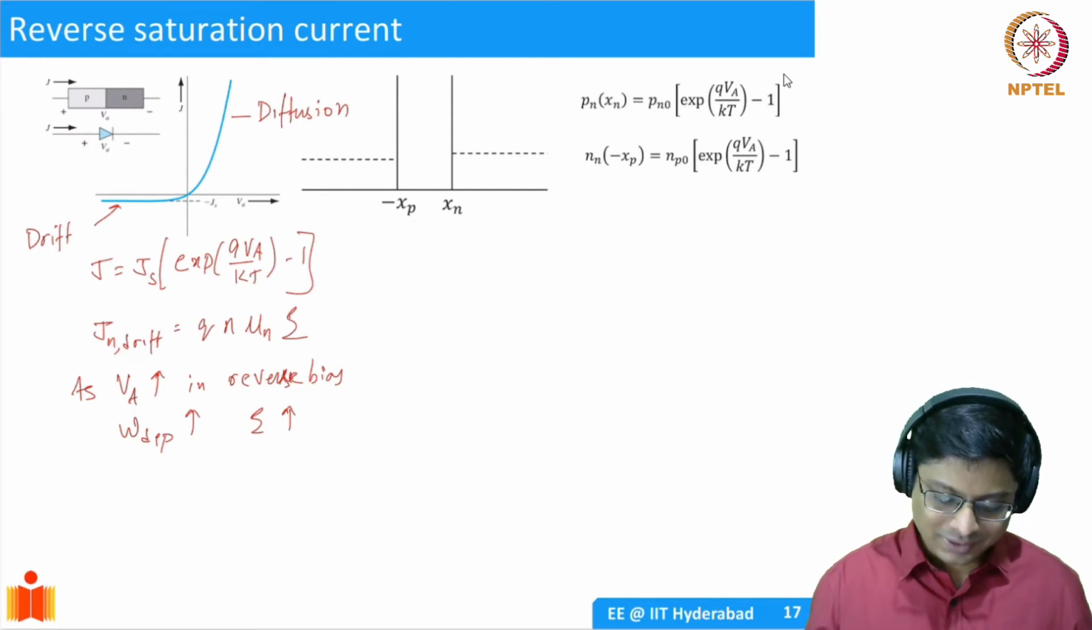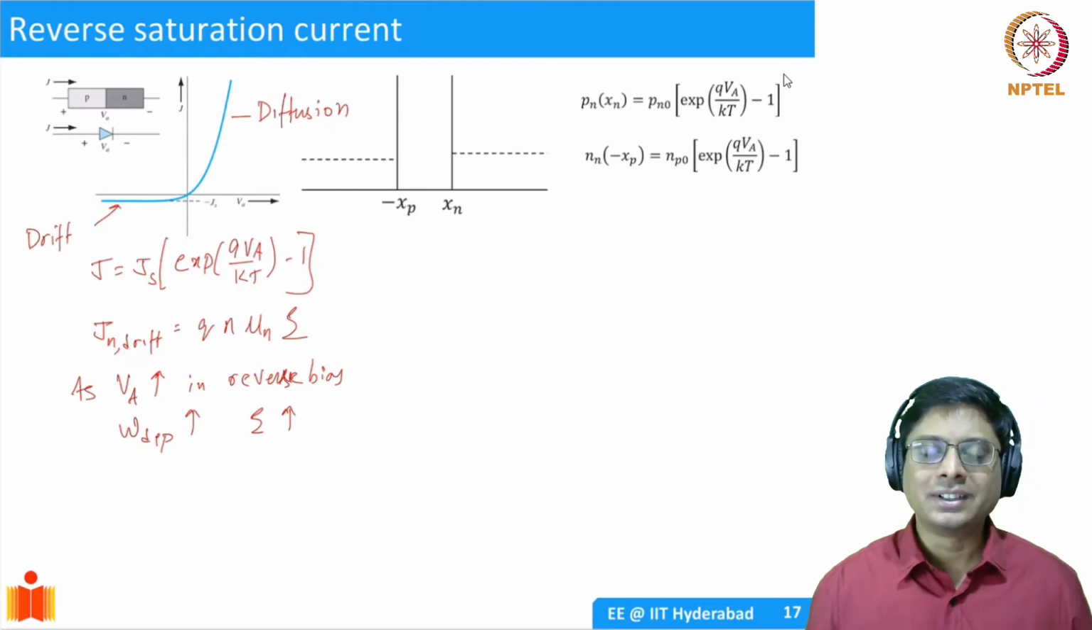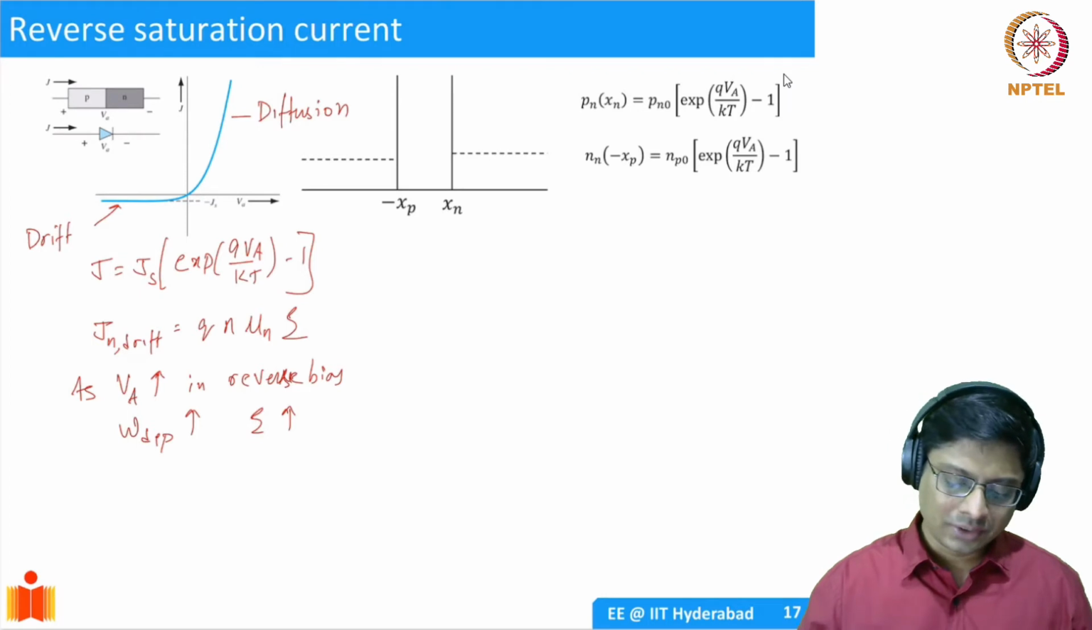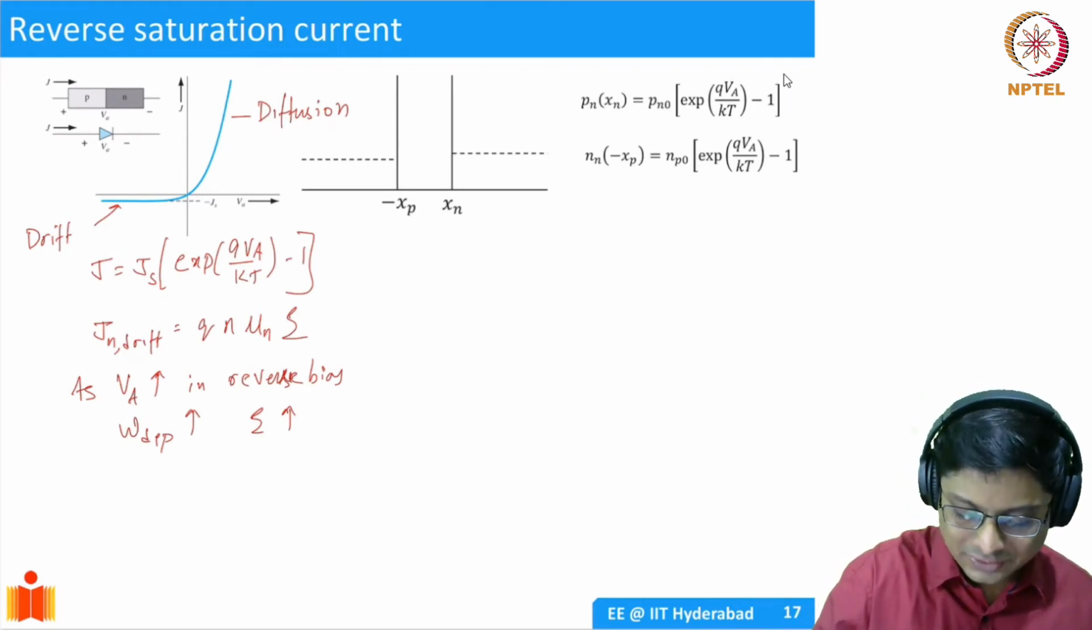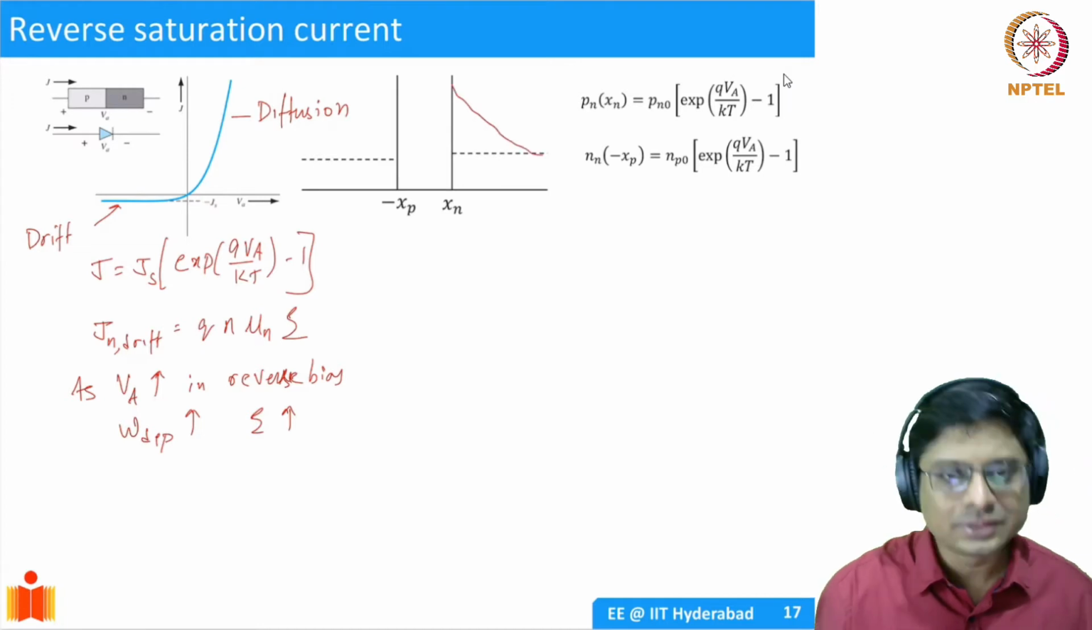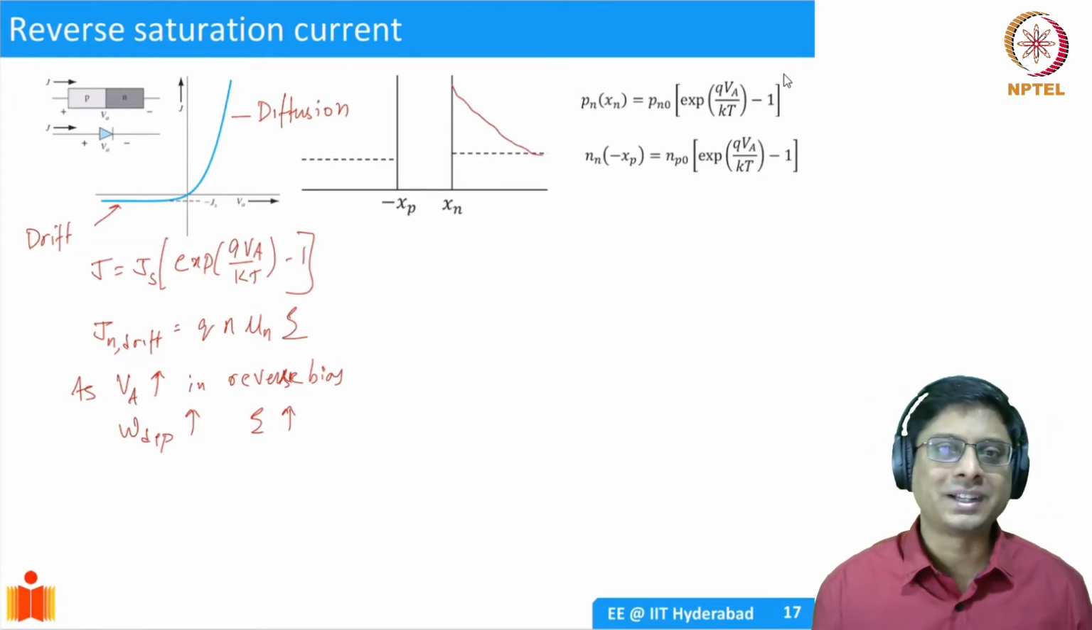If you have thought about it, to answer this puzzle, you have to understand how the minority carrier profiles look. We have seen this multiple times. So essentially in forward bias, your minority carrier profile is going to be like this. What happens in reverse bias? How does the minority carrier profile look?